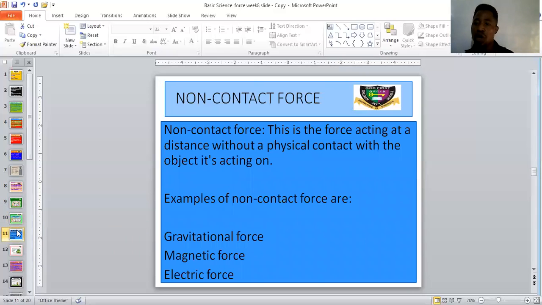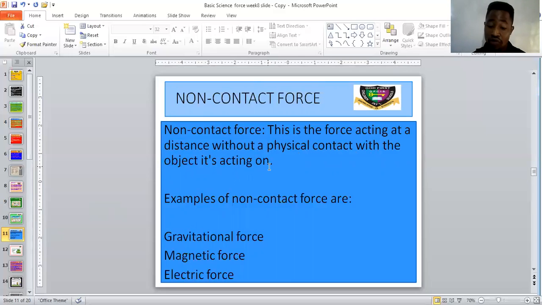All right, now let's go to non-contact force. I said non-contact force is a force that acts on an object without coming in contact with that object. They don't touch. The two objects do not touch. Now let's look at it. Non-contact force is the force acting at a distance without a physical contact with the object it's acting on. It's acting from a distance.